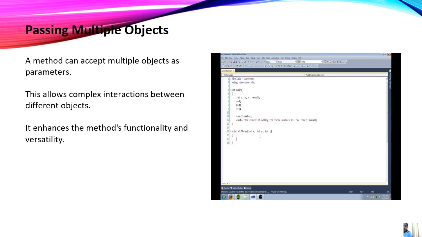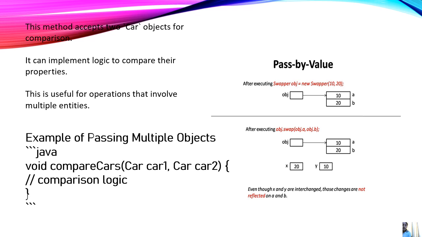Here let us see another topic, passing multiple objects. A method can accept multiple objects as parameters. This allows complex interactions between different objects. It enhances the method's functionality and versatility. This method accepts Car objects for comparison. It can implement logic to compare their properties. This is useful for operations that involve multiple entities. Here is one example.